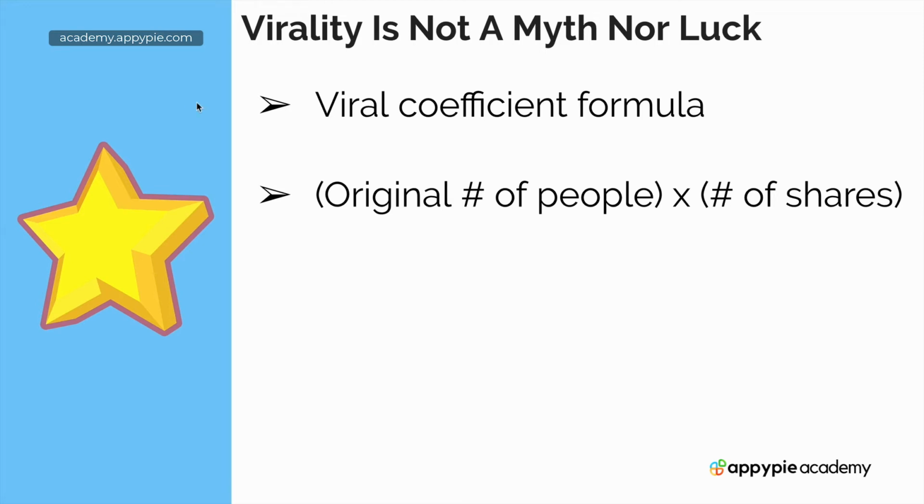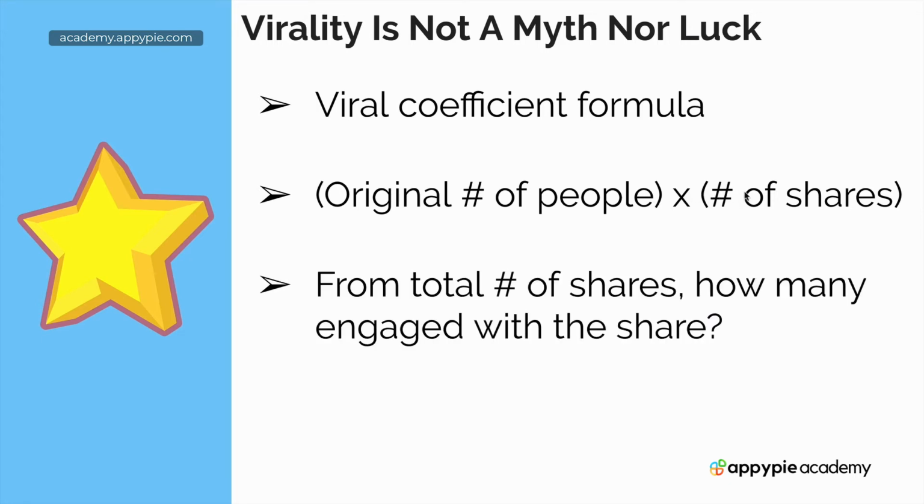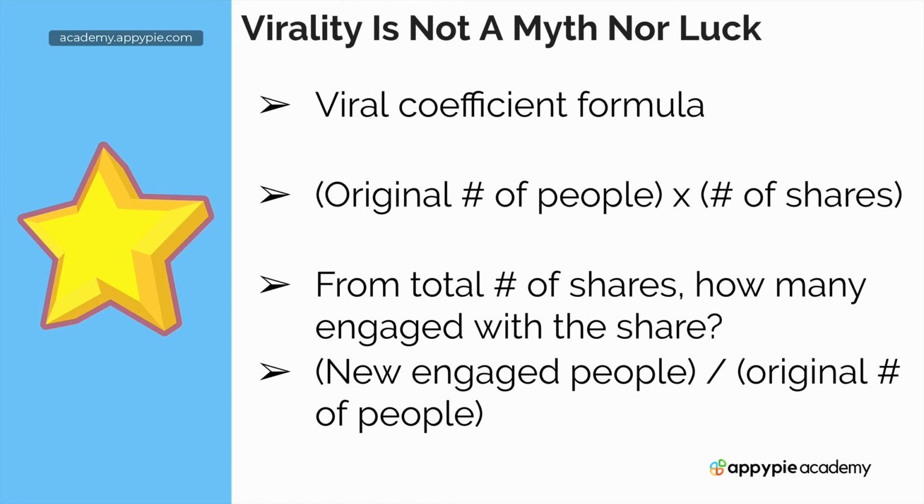You basically take the original number of people and you multiply it by the number of shares that you get. From that number of shares, you check how many people engaged with that. How many people do you have after? And then you divide the newly engaged people by the original number of people that you reached. That's the formula. If the result is 1 or more, congratulations, you're going viral. If the result is less than 1, it's going to eventually die off and the sharing will die off.